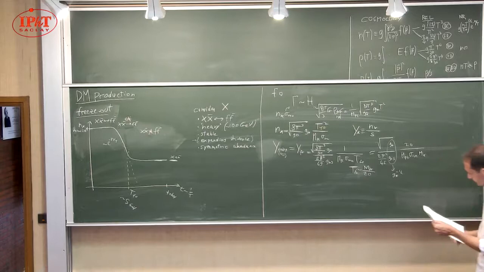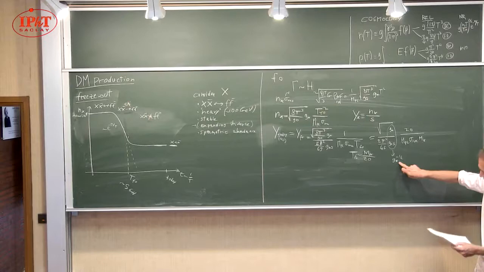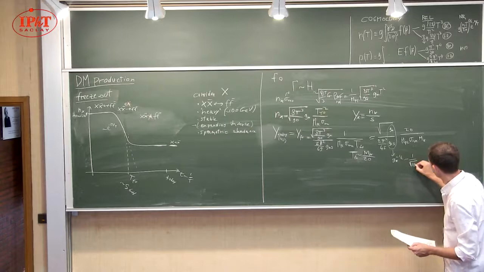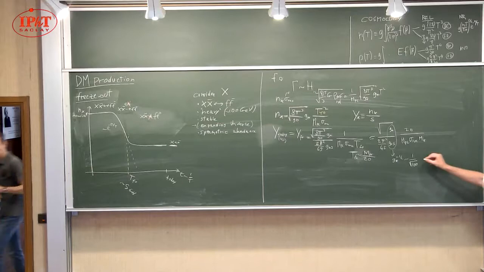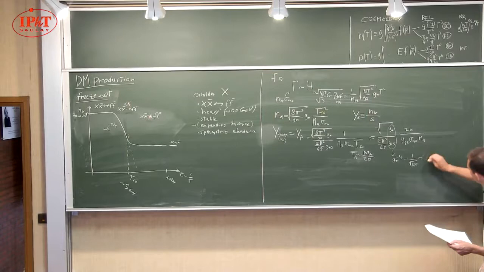Okay, so this is more or less my final answer, but we are not there yet, so constants. This one is g star, the number of degrees of freedom in the early universe at that time, and it's roughly of the order of 1 over square root of 100, 106 precisely. You have to sum all the degrees of freedom known in the standard model at a temperature of about 5 GeV, and you will get roughly square root of 100, so roughly 0.1.